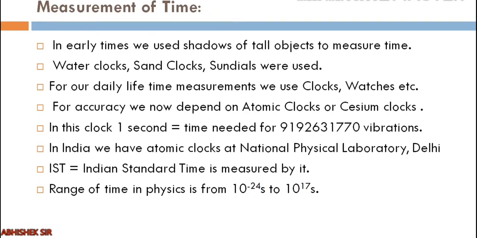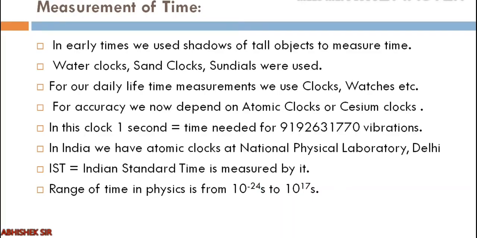Right now, for accuracy, we depend on atomic clocks or cesium clocks. Specifically, remember the element cesium for clocks. Right now, why cesium clock? I am telling that again. We use vibrations of cesium metal for measuring time. Now, how might it be related? You see the next point.